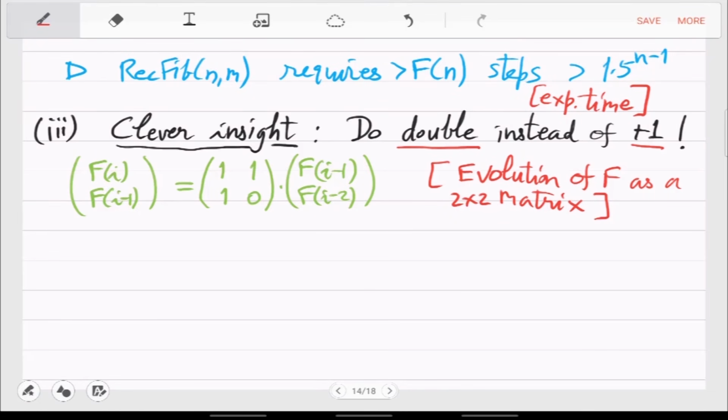So if you look at this evolution, then the advantage is the following. So we can call this matrix A and we can apply this again, right? So now from i minus 1, i minus 2, we can go to i minus 2, i minus 3. And what will happen?